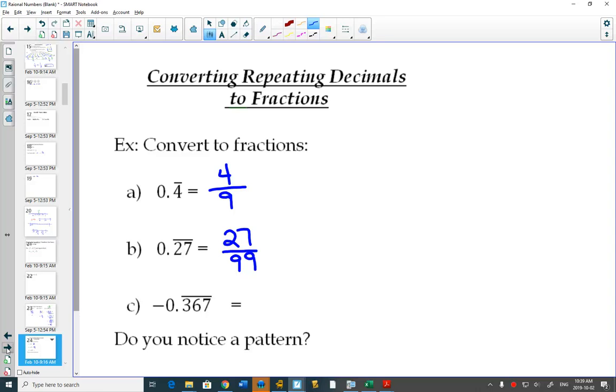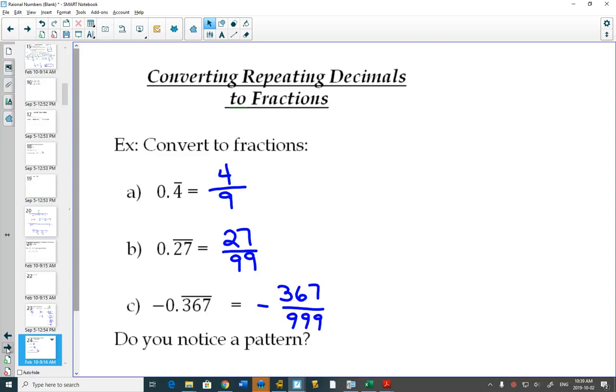And you're starting probably to look and see a pattern. Logan, do you see a pattern happening? Yeah. 0.367 repeated? It'll be 367 over 999. They all have nines. Depends if you go to your thousandths, then you go to 999. If you go to your hundredths, you'd go to 99. So they're all over nines.